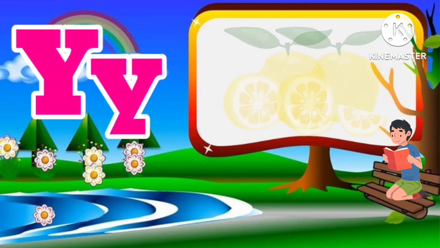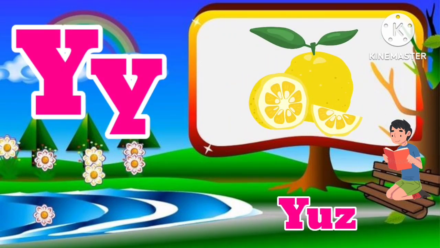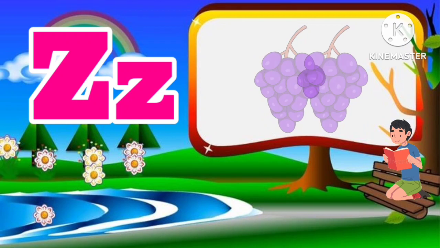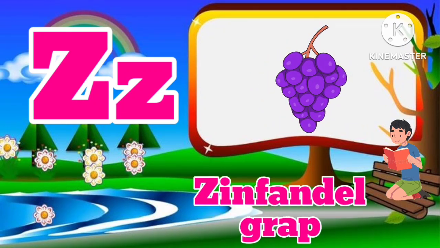Y. Y is for yuzu. Z. Z is for Zinfandel grapes.